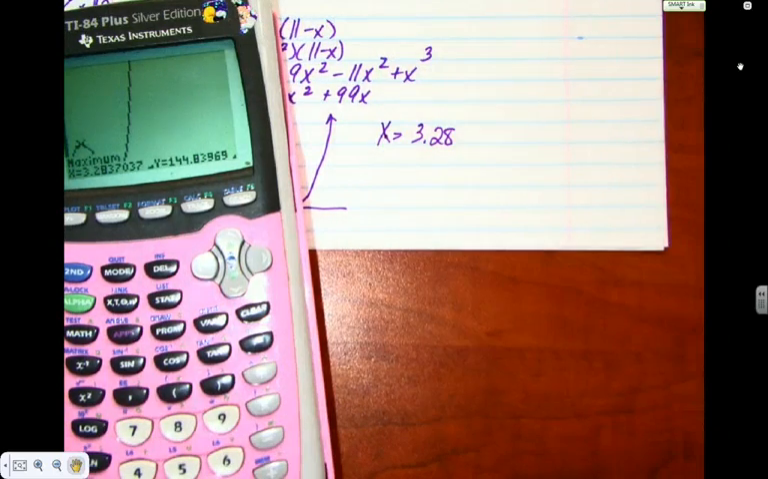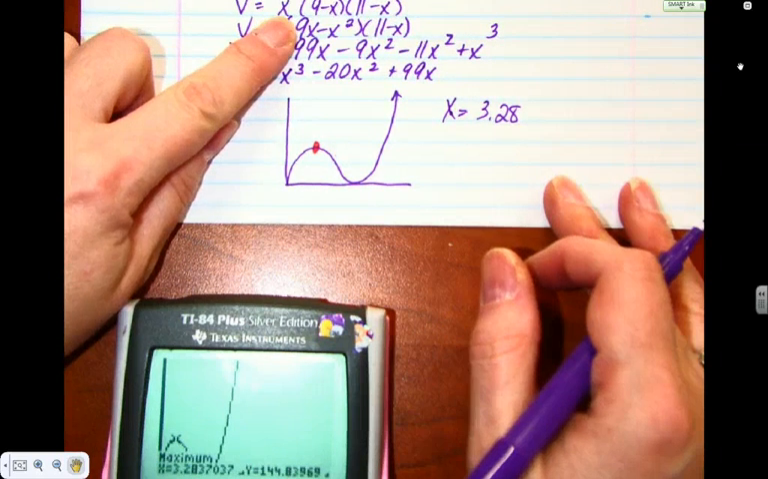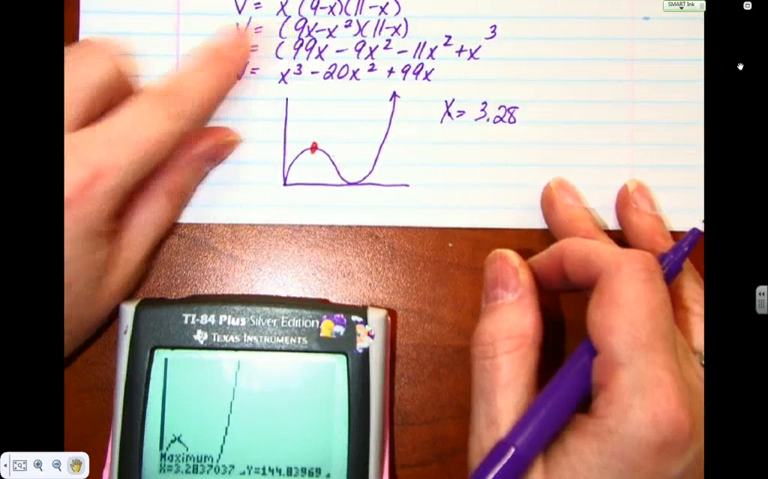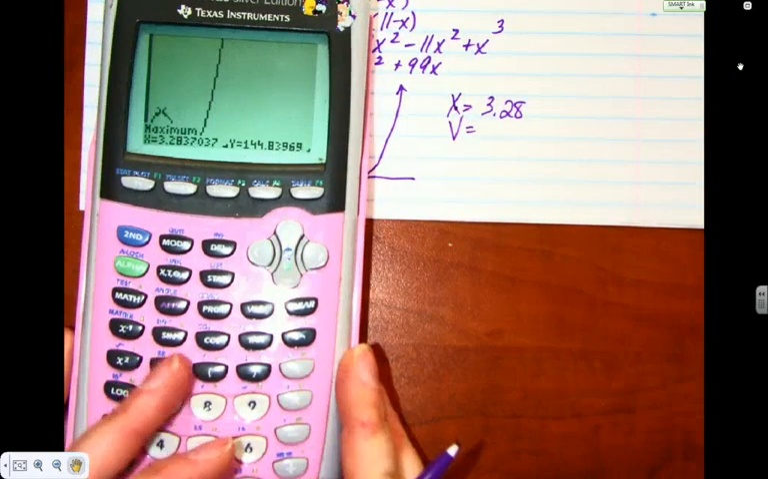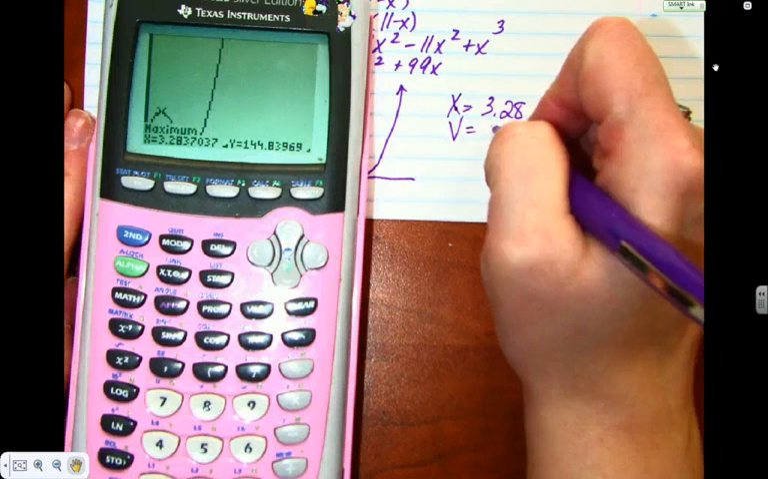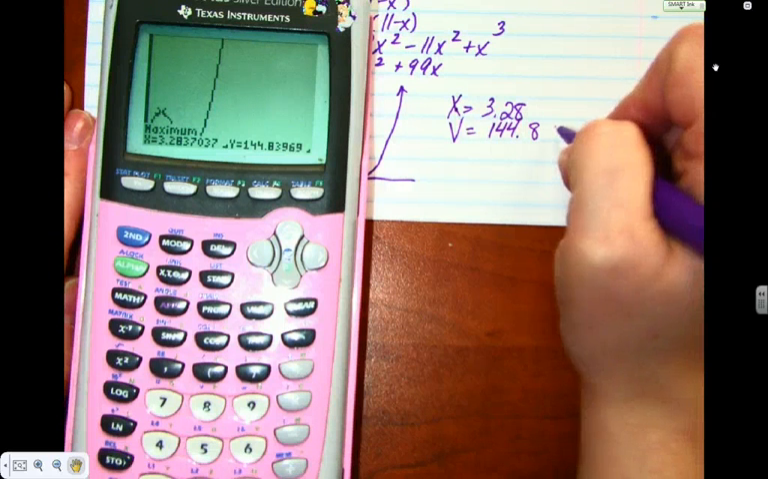What did we just find? That's the x value. Okay, so in terms of our equation, what is that? It's the number here, but is that the number we want? Do we want the dimension of the maximum volume? No, we want the volume. Where is the volume on here? It's the y value. So the maximum volume is 144.8.